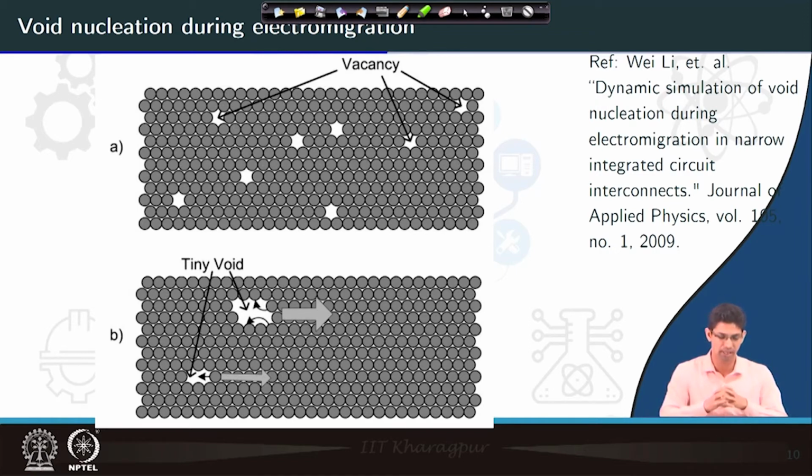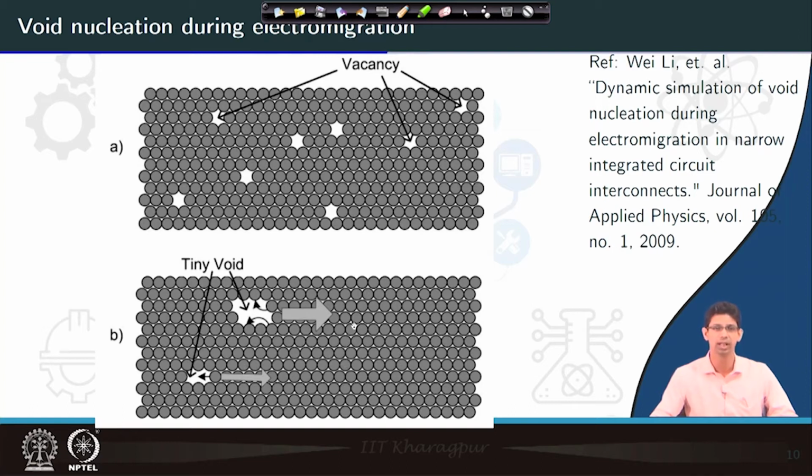But now what happens is that there is a current flowing in your interconnect, and there is a force from the electrons impinging on your lattice. Under that action, over time some of these vacancies start coalescing together. So, vacancies are not voids. However, when these vacancies start coalescing together, they become tiny voids.